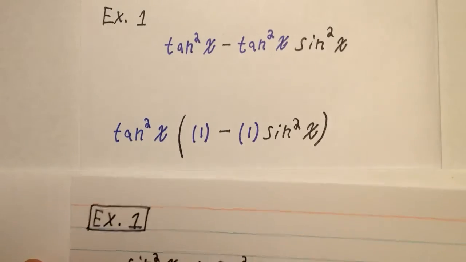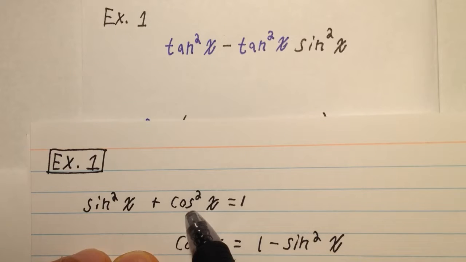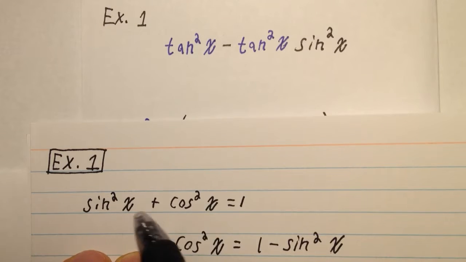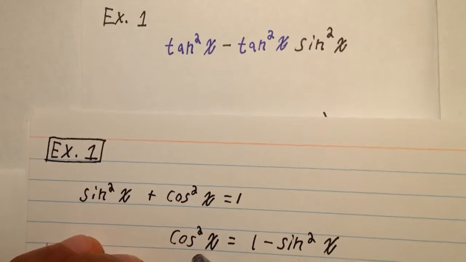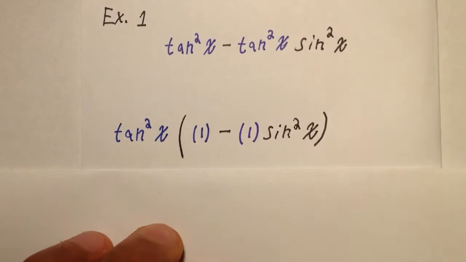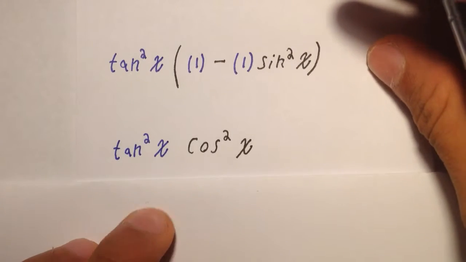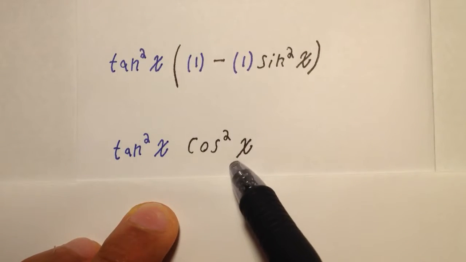If I look over at my Pythagorean identities, I know that sine squared plus cosine squared is equal to 1. And if I subtract sine squared, I get cosine squared is equal to 1 minus sine squared. So I'm just going to rewrite it again as tangent squared times cosine squared.